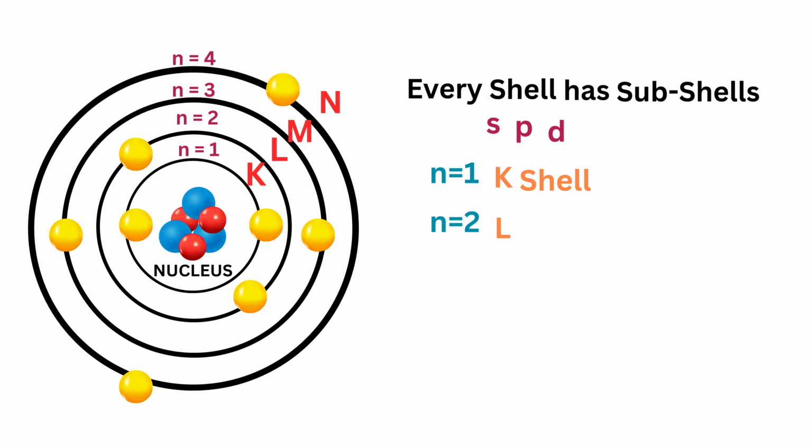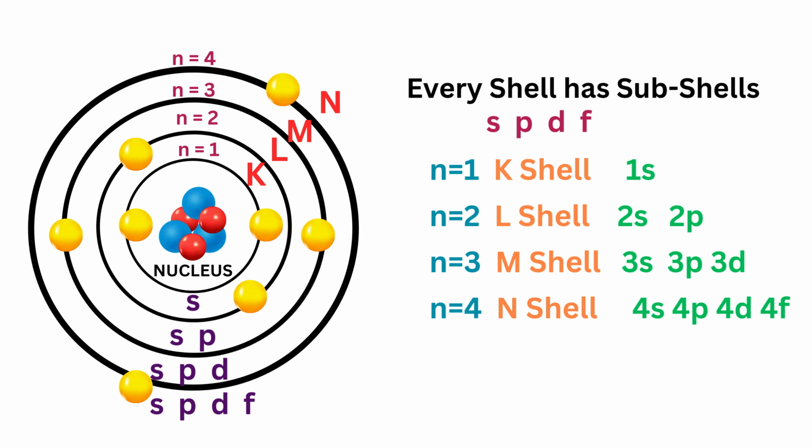To summarize my lecture, we learned that there are different shells around the nucleus. When n is equal to 1, it is the K shell, and it has one subshell, 1s. When n is equal to 2, it is the L shell and it has two subshells, 2s and 2p. When n is equal to 3, it is the M shell and it has three subshells, 3s, 3p and 3d. When n is equal to 4, it has four subshells, 4s, 4p, 4d and 4f.